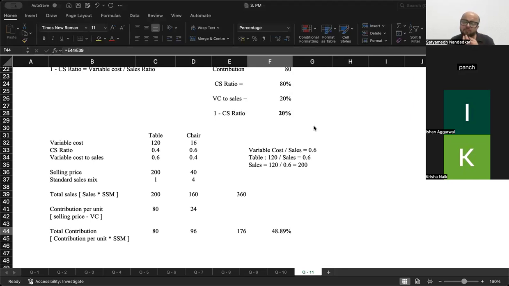Do you agree? Or do you have any doubts whatsoever? Ask now, now is the time. Ishan, anything you want to ask? Sir, Hema, Krisha? So the whole sum is only a little bit tricky, so we'll have to do it on our own. Of course, of course.